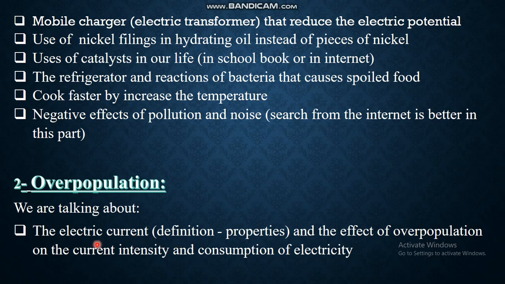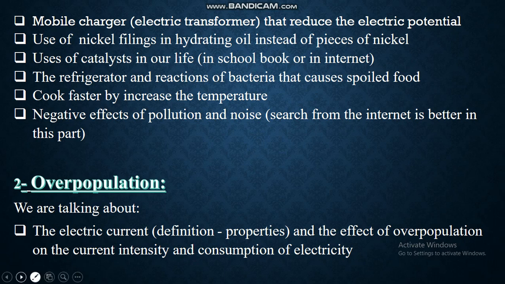We will talk about the definition and properties of electric current, and the effect of overpopulation on the current intensity. When the number of people increases, the current intensity takes more electricity. We need more electric power stations, and consumption of electricity increases, and maybe it causes problems in lighting. We always need to develop these power stations and increase their numbers.